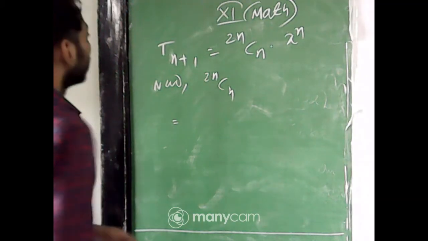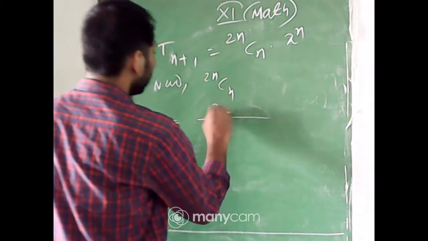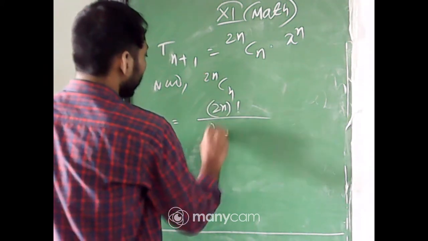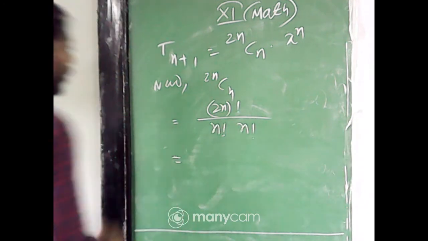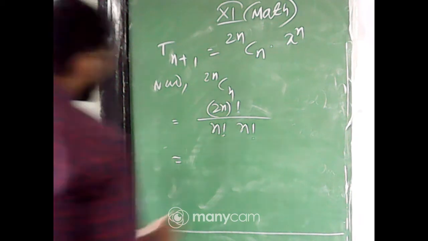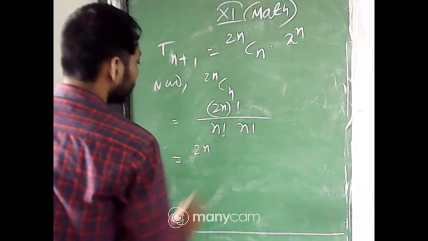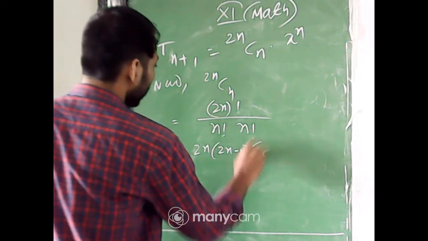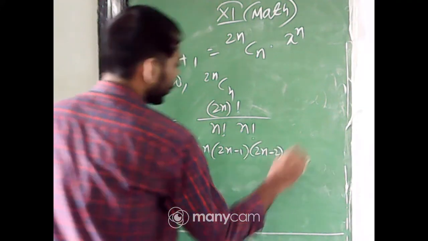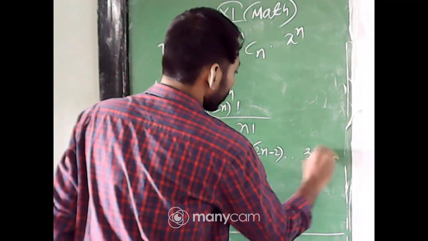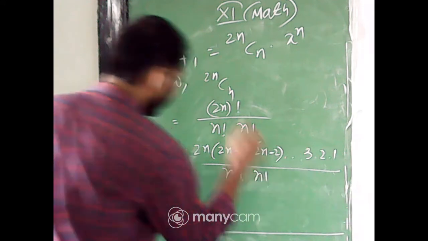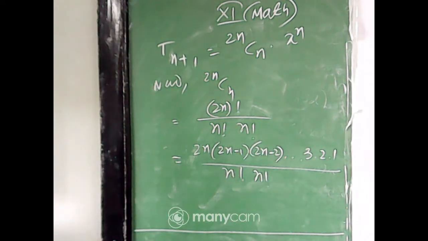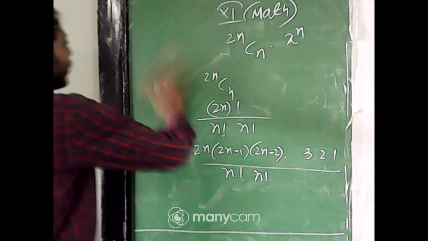Calculate 2n Cn, that means 2n factorial by n factorial into 2n minus n, that is n factorial. Now 2n factorial means just break the factorial function: 2n into 2n minus 1, 2n minus 2, dot dot dot 3, 2, 1, divided by n factorial into n factorial. Now we will separate the numerator into the evens and odds.